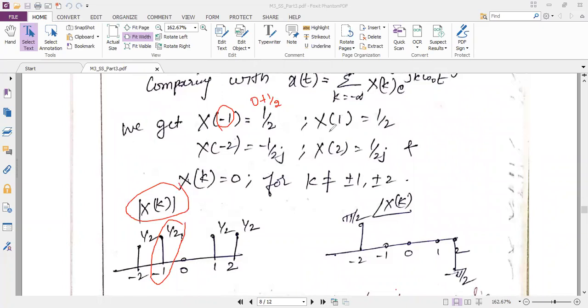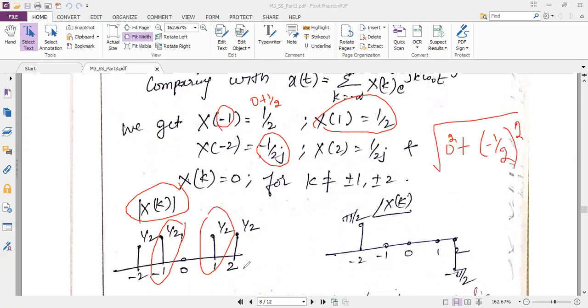Similarly, I want to find the magnitude at plus 1. At plus 1, again a is 0, and the square root of a square plus b square is 1 by 2, so again the amplitude is 1 by 2. Similarly, for x of minus 2 also, a is 0 and b square is minus 1 by 2 the whole square. Minus minus becomes plus, so within the root, again my answer is 1 by 2 only. So at minus 2 it is also 1 by 2 and at plus 2 it is also 1 by 2. I hope you all understood how we got the magnitude plot here.